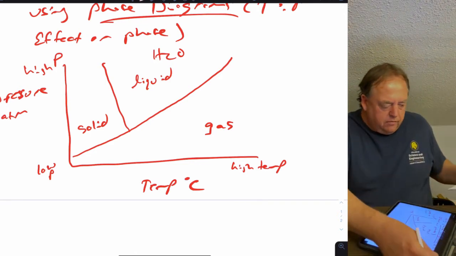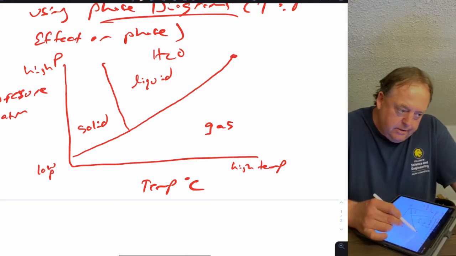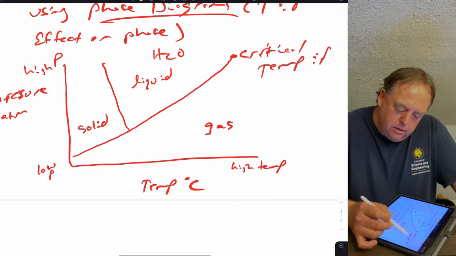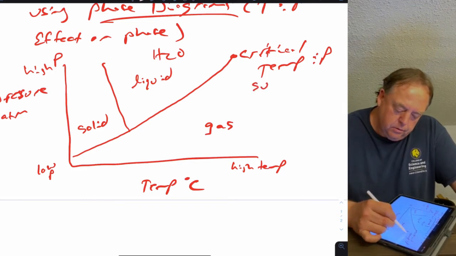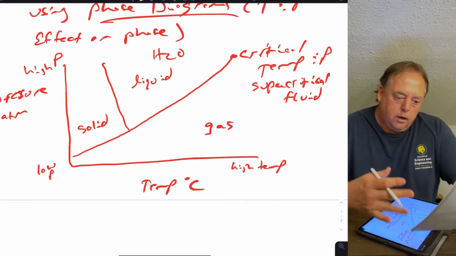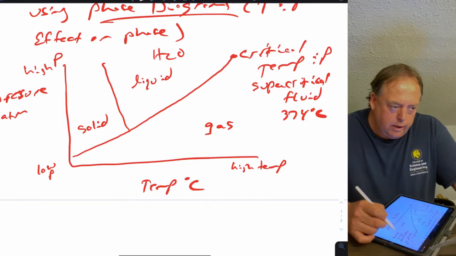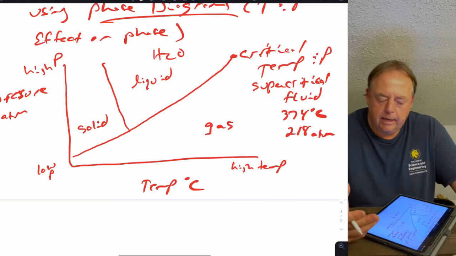Okay, so there are a couple of interesting points on the phase diagram. This point here is what's called the critical temperature and pressure, and this is where a fourth phase of matter exists, what's called a supercritical fluid. For water, it's difficult to achieve that because you have to go to 374 degrees Celsius, quite a high temperature, and around 218 atmospheres, so extremely high pressure.